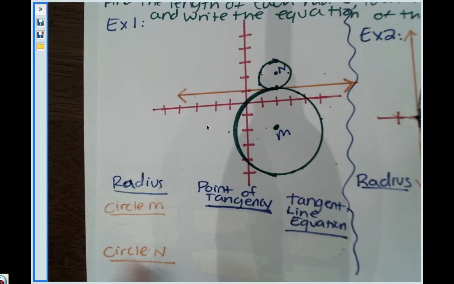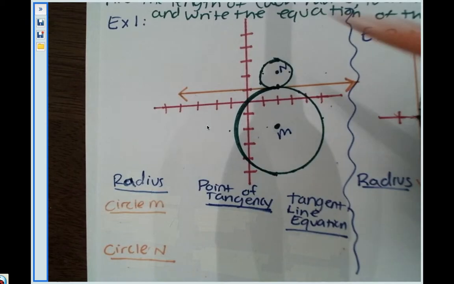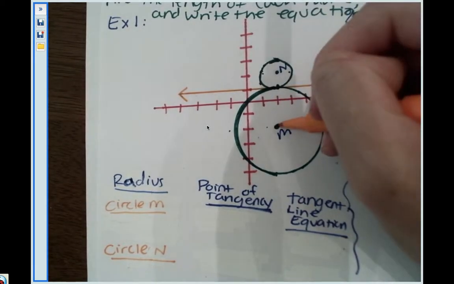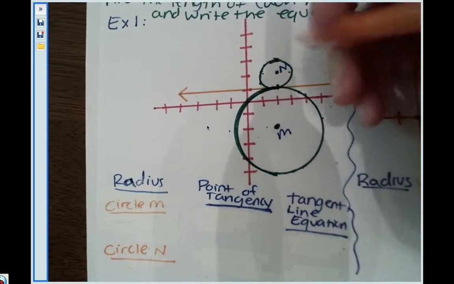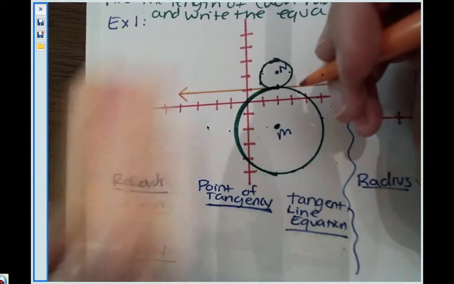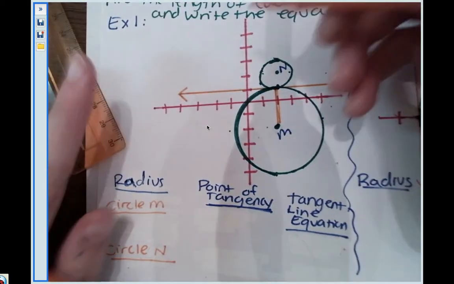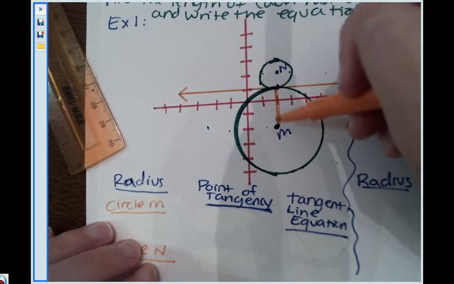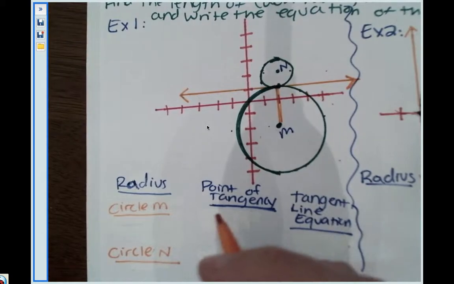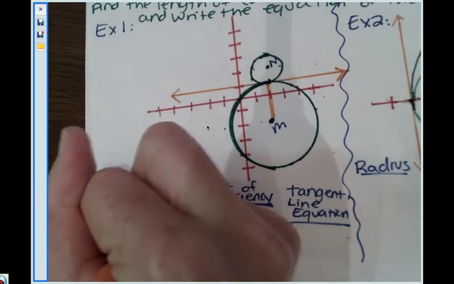All right, so for circle M, let's see the radius. I'm going to start at the center. Okay, I'm going to count up 1, 2, 3. So if I were to draw a radius right here, the length of that would be 3. 1, 2, 3. So the radius length for circle M is 3 units.